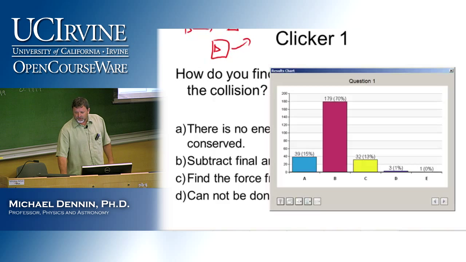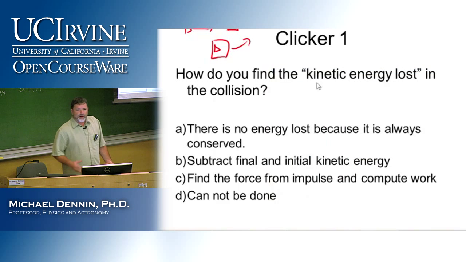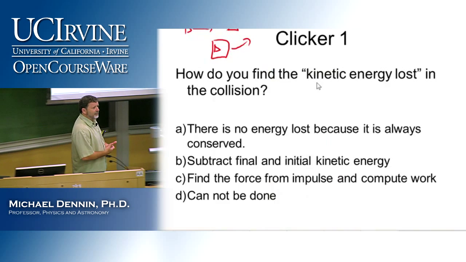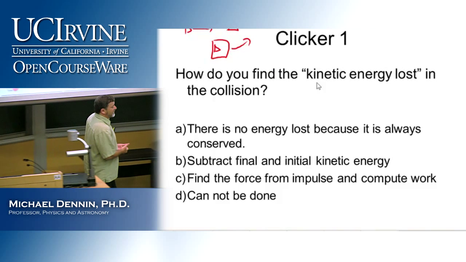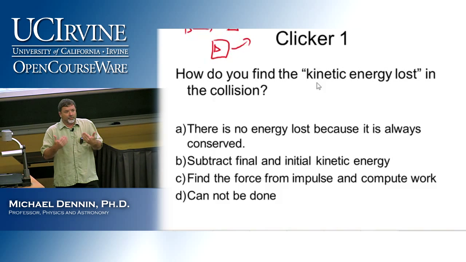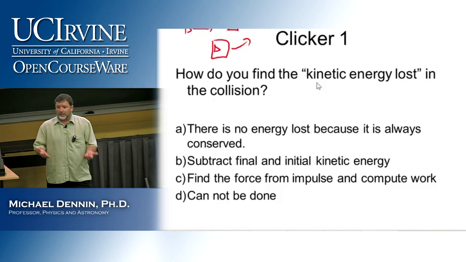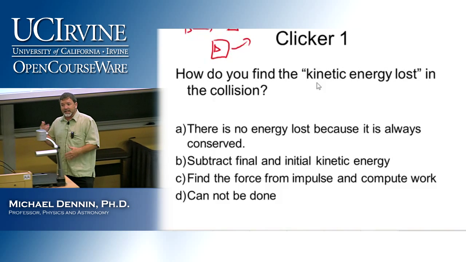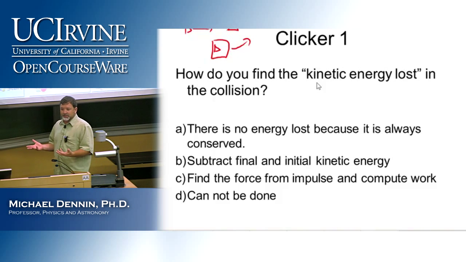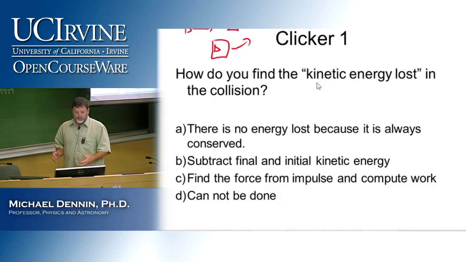Excellent. 70% of you got it right. This is exactly what you do when you have a collision, particularly where they stick and you know it's inelastic. Finding the kinetic energy lost is a matter of: you've solved for both velocities, which you can do using momentum conservation. You then plug it in for kinetic energy before and kinetic energy after, and look at how much is lost. So it's fairly straightforward.